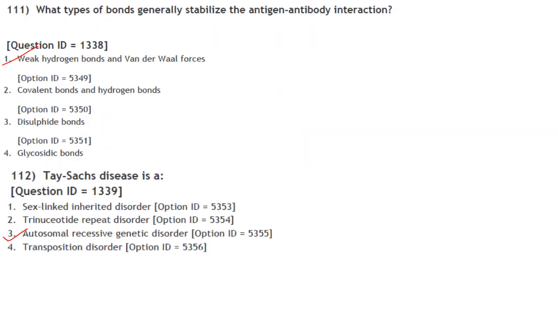Then next one. What types of bonds generally stabilize antigen-antibody interaction? So they are weak hydrogen bonds and van der Waals forces. Then Tay-Sachs disease. Tay-Sachs disease is an autosomal recessive genetic disorder. Answer is option 3.